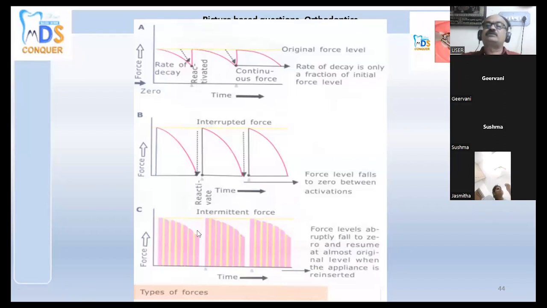An intermittent force is usually seen with the appliances that are removed by the patient. When they apply forces at a high level, like your headgear, once they are removed, there will be no forces. Abruptly, there will be zero. Yes, abruptly zero, intermittent.